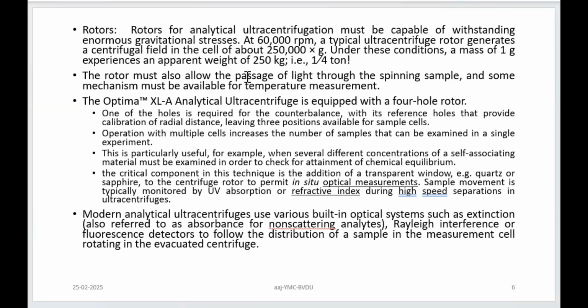So there are two different optical systems which are commonly used. One is Rayleigh system and another is Schlieren system. These details we'll talk about in the next lecture. You just remember the terms right now. So these two systems are there. You can attach a UV spectrophotometer also to the instrument, and you can get to know about the characteristics based on UV absorption and refractive indices, etc.